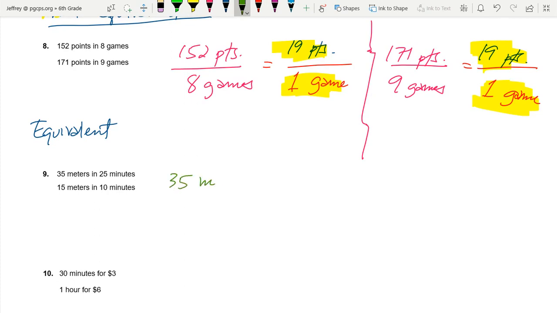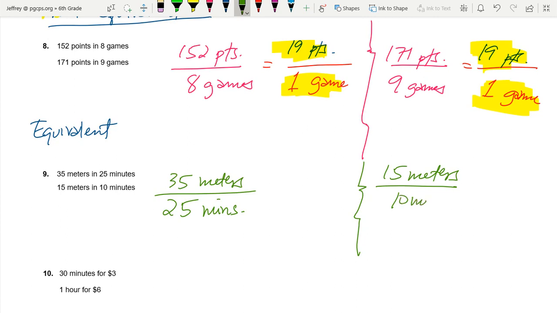So 35 meters in 25 minutes. I get that. And then we got 15 meters in 10 minutes. All right, so let's compare the unit rates, so we'll know if the rates are equivalent. So this will be 1 minute, and the other one will be 1 minute. Now, how do we get 25 to 1? We're just dividing by 25. So 35 divided by 25, you would get 1.4 meters in 1 minute.